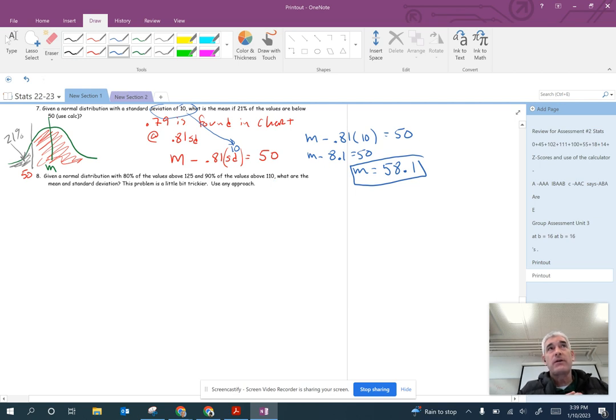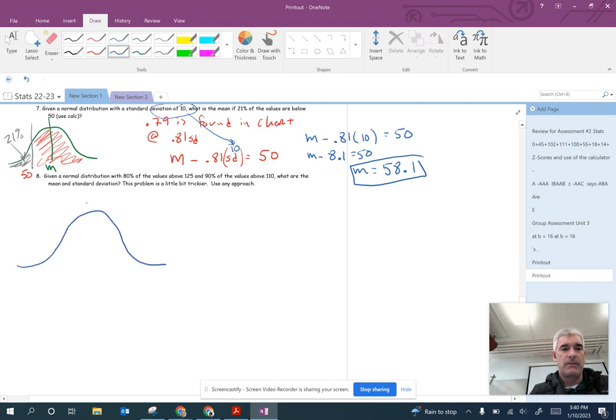So this is a little trickier because I don't give you any of the info. I don't tell you what the standard deviation is. I don't tell you what the mean is. So I'm going to do what I always do here, which is create my normal curve. I'm going to say that's m for the mean.